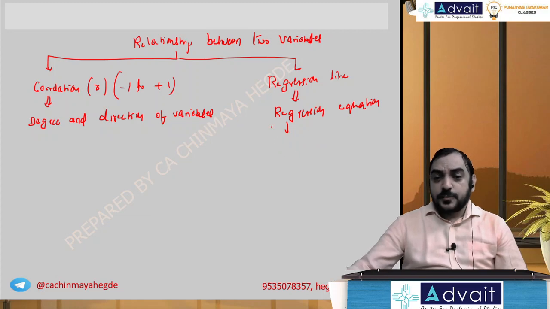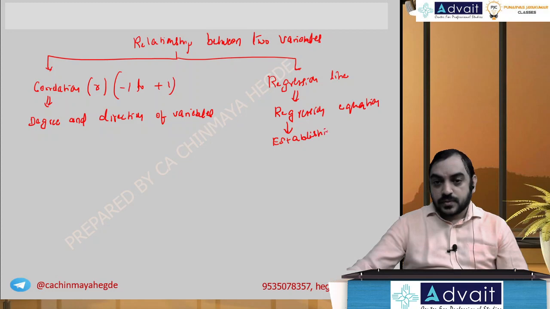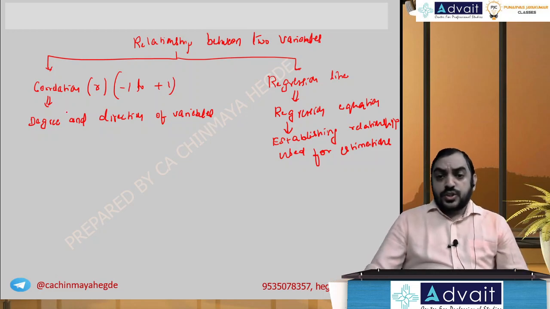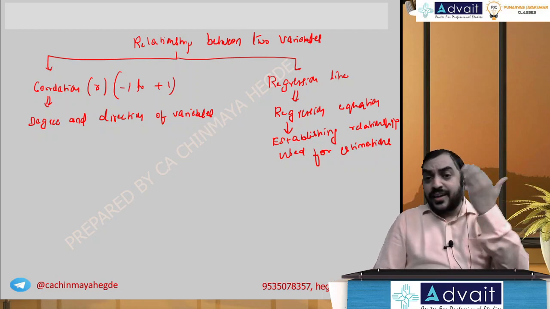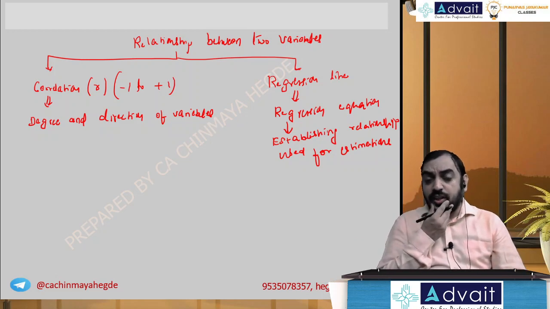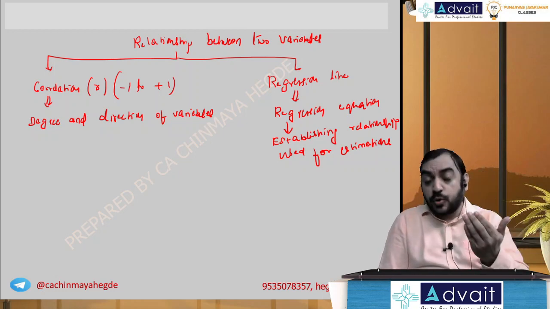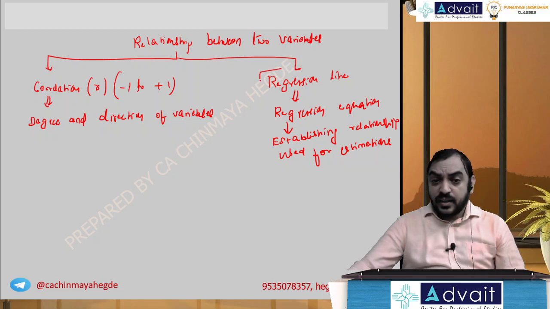Formula I'll come to later. This is used for prediction. This is establishing a relationship, used for estimations. So if I want to estimate something, predict something, I know market return is going to be 10%. What will happen to my security? That will not be given by correlation. Correlation only will tell you in which direction you are moving. By how much you are moving, the magnitude of movement, is given by the regression line.